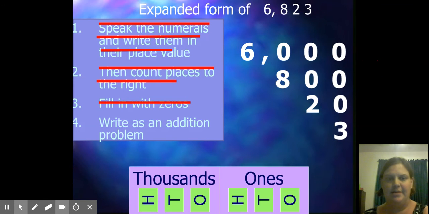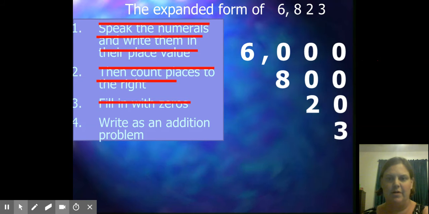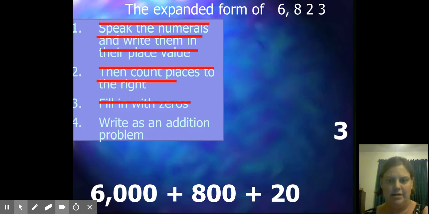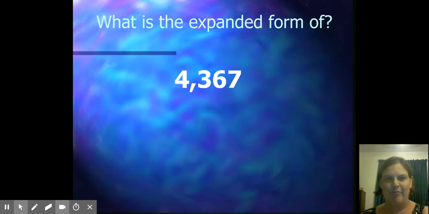I did all of my steps, and now I just need to write it as an addition problem. Here we go, ready? 6,000 plus 800 plus 20 plus 3. Woo, expanded form. Well done. So we're going to do it again. The expanded form of 4,367. See if you can do this correctly in your notes before you continue on.